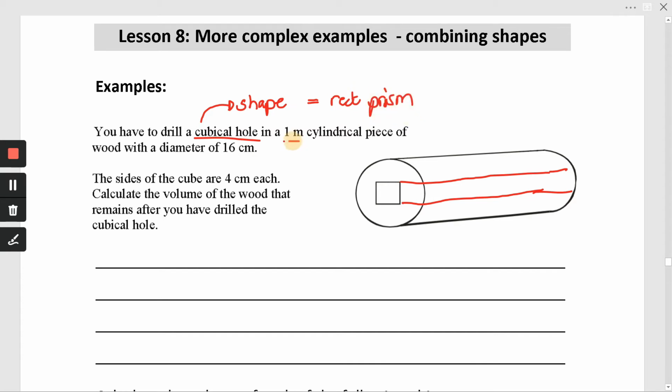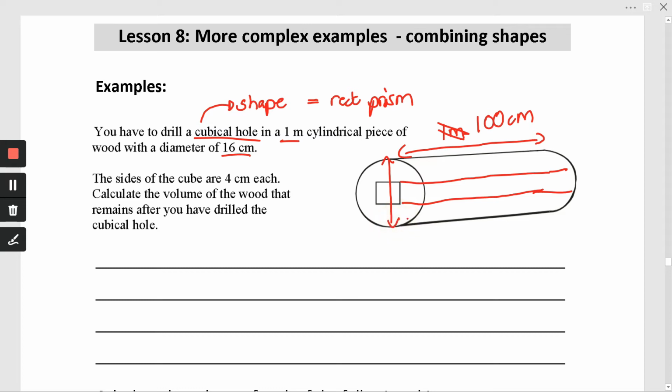There's a 1 meter cylindrical piece of wood, right? So this piece of wood is 1 meter. And then the diameter of the whole thing, the whole cylinder, is 16 centimeters. So I've already got a problem with 16 and with 1 meter. Let's change that to 100 centimeters instead. And then the 16 is the diameter.